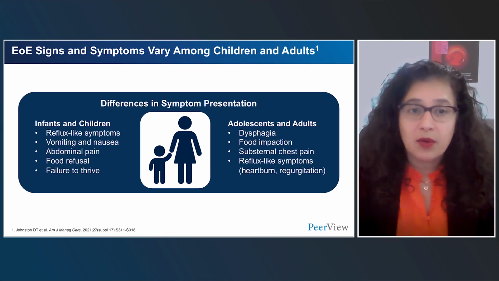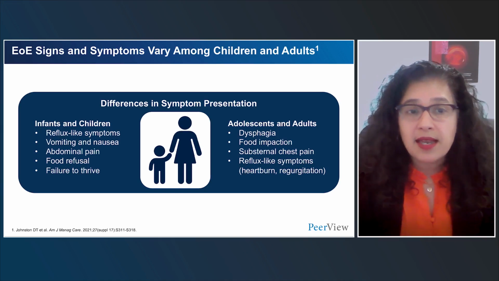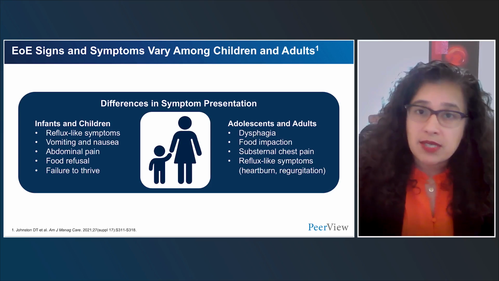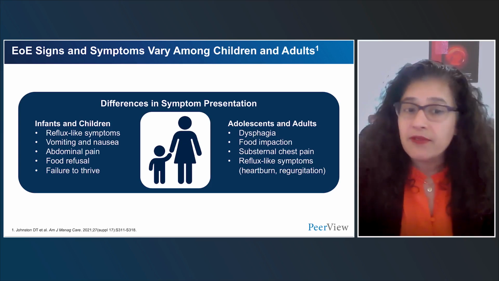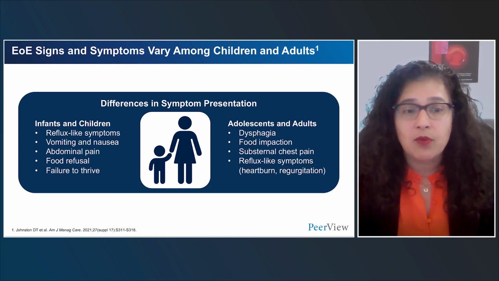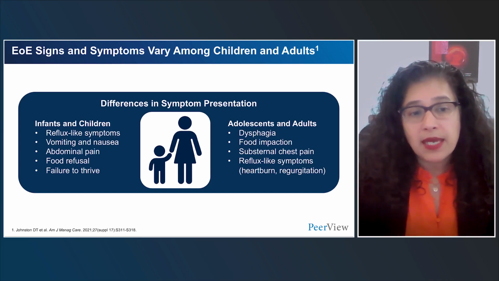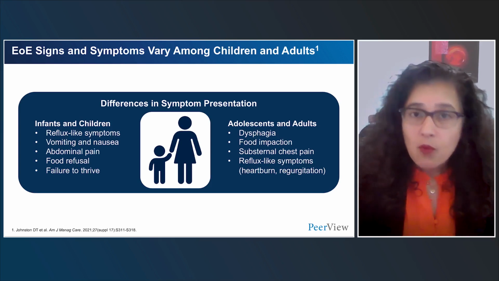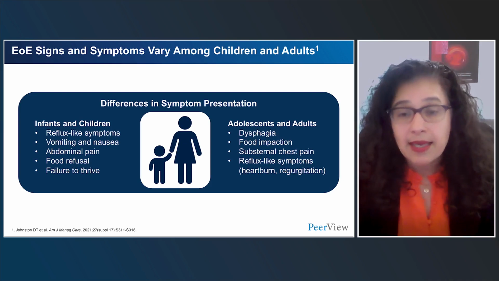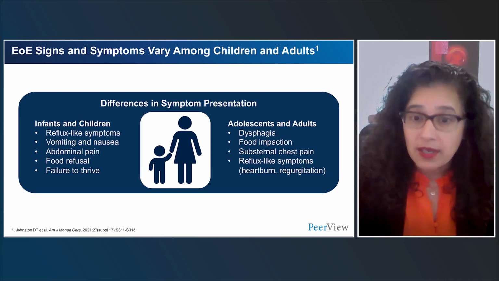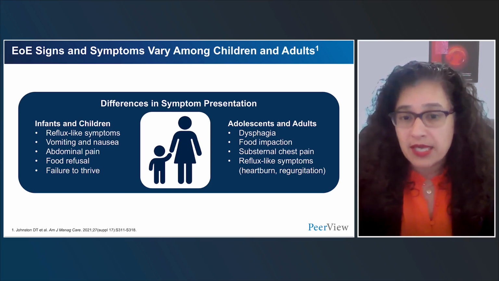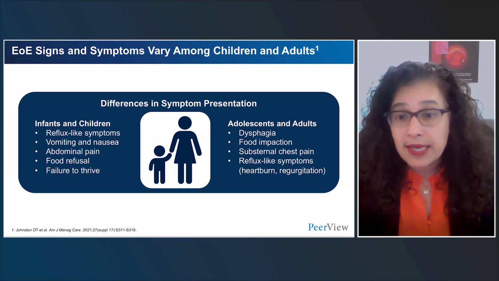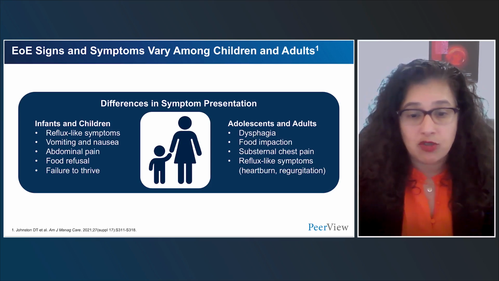When we're diagnosing EoE, it's important to recognize that signs and symptoms vary among children and adults, and there are differences in symptom presentation. In young infants and children, they present with reflux-like symptoms, vomiting and nausea, abdominal pain, food refusal, and failure to thrive. When the kids are a little bit older, in adolescence and in adults, dysphagia and food impaction are the most common presenting symptoms. Patients may also have substernal chest pain, reflux-like symptoms such as heartburn and regurgitation.